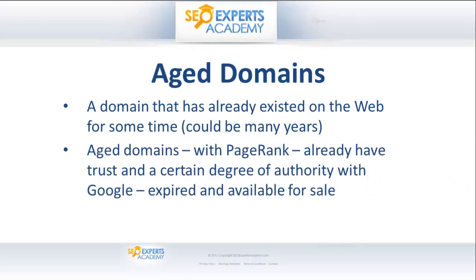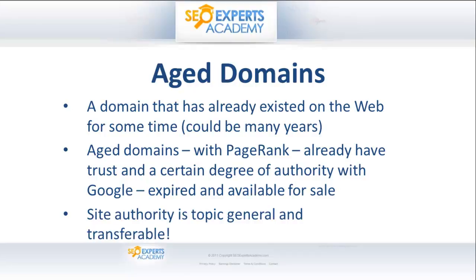So an individual or association will have basically just allowed that domain to lapse at a registrar like GoDaddy or Register.com. Now the great thing about aged domains, provided that they have PageRank, is that they already have a degree of reputation and kind of trust rank with Google, and that's extremely valuable for our SEO purposes because we can reuse that existing authority for a range of different other possibilities.